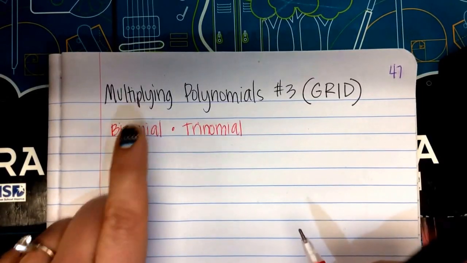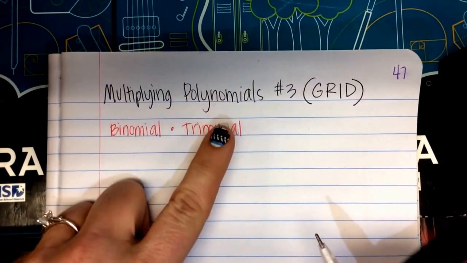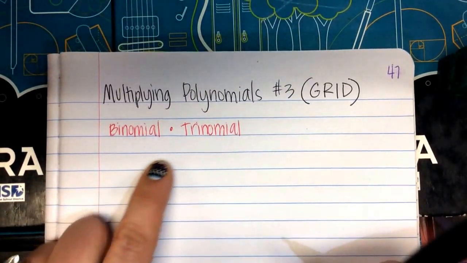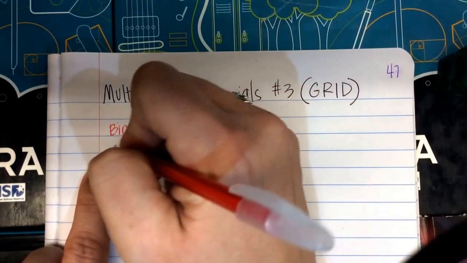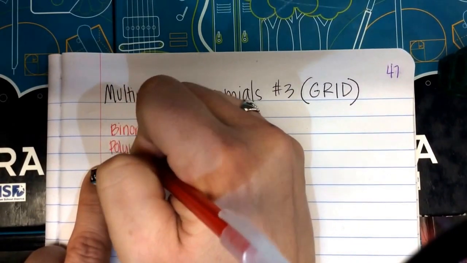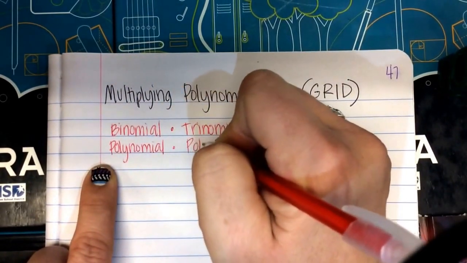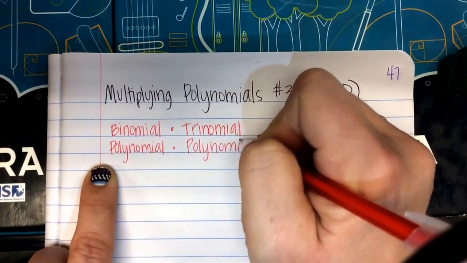Binomial, 2 terms, times trinomial, 3 terms. This is the most common. You can also do this for any polynomial times any polynomial.